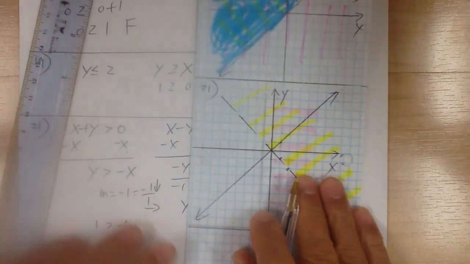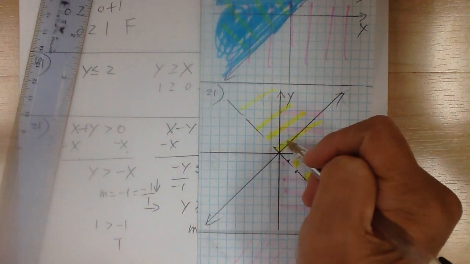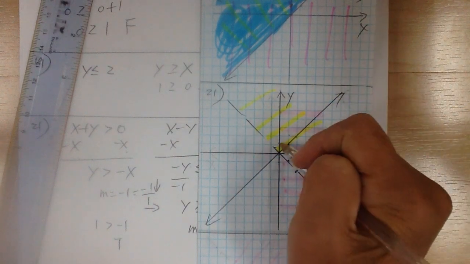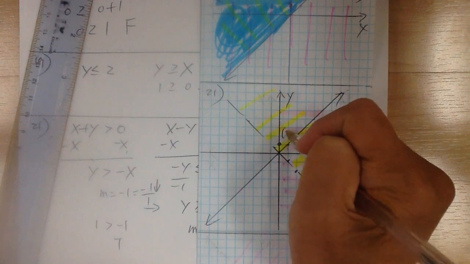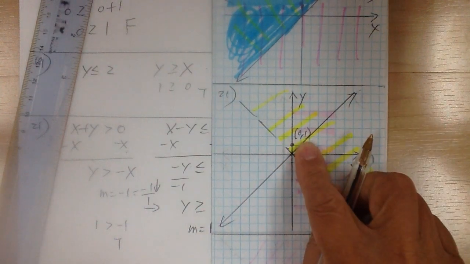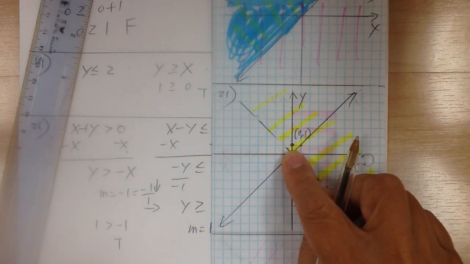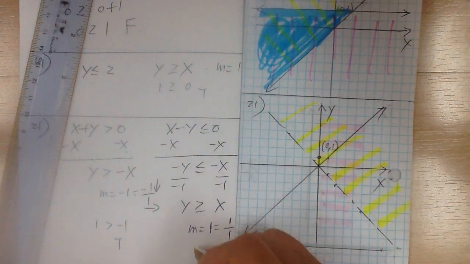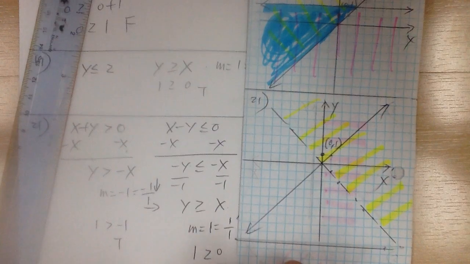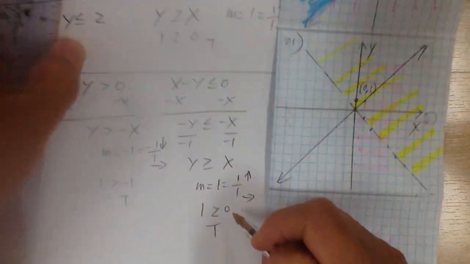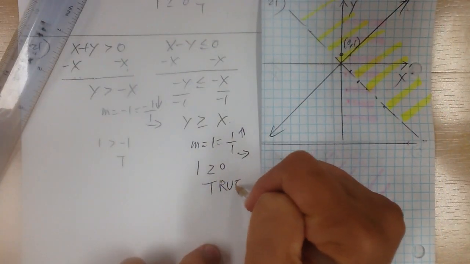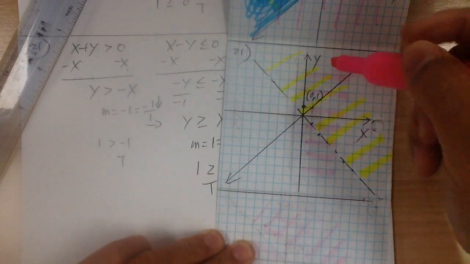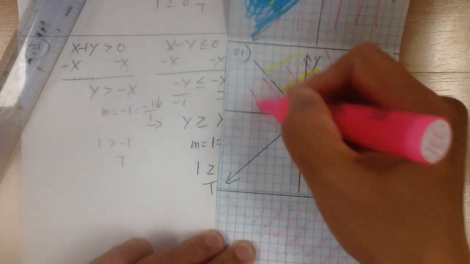And again, I'm going to use a testing point. For this one, I cannot use (1, 1), and I cannot use (0, 0). So I'm going to use (0, 1) as my testing point. Again, you can use any point not on the line. So I'm going to use x equal to 0 and y equal to 1. So that is true. That means this side is true, so for the solid line, this side is true.